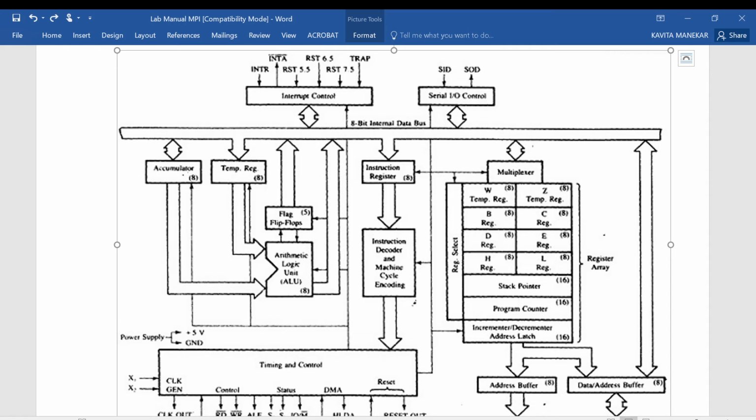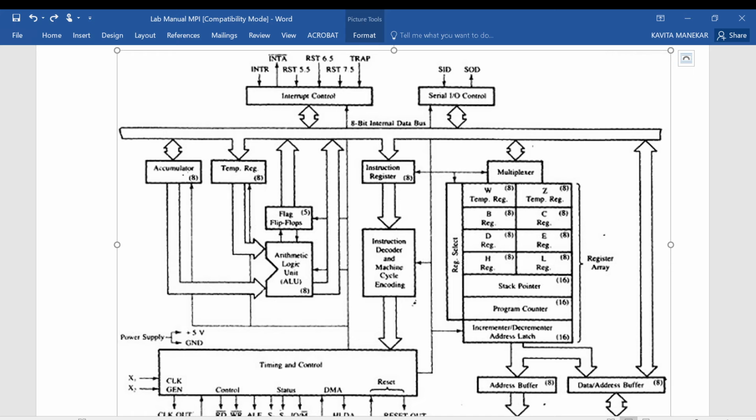Below that there is a program counter, again a 16-bit register. This is a special purpose register, not a general purpose register. The program counter contains the 16-bit address during execution of the program, meaning it holds the address of the next instruction in the program. Then there is a 16-bit increment decrement address latch. When we are multiplexing the address and data, the address latch is automatically incremented or decremented by 1 by this part.